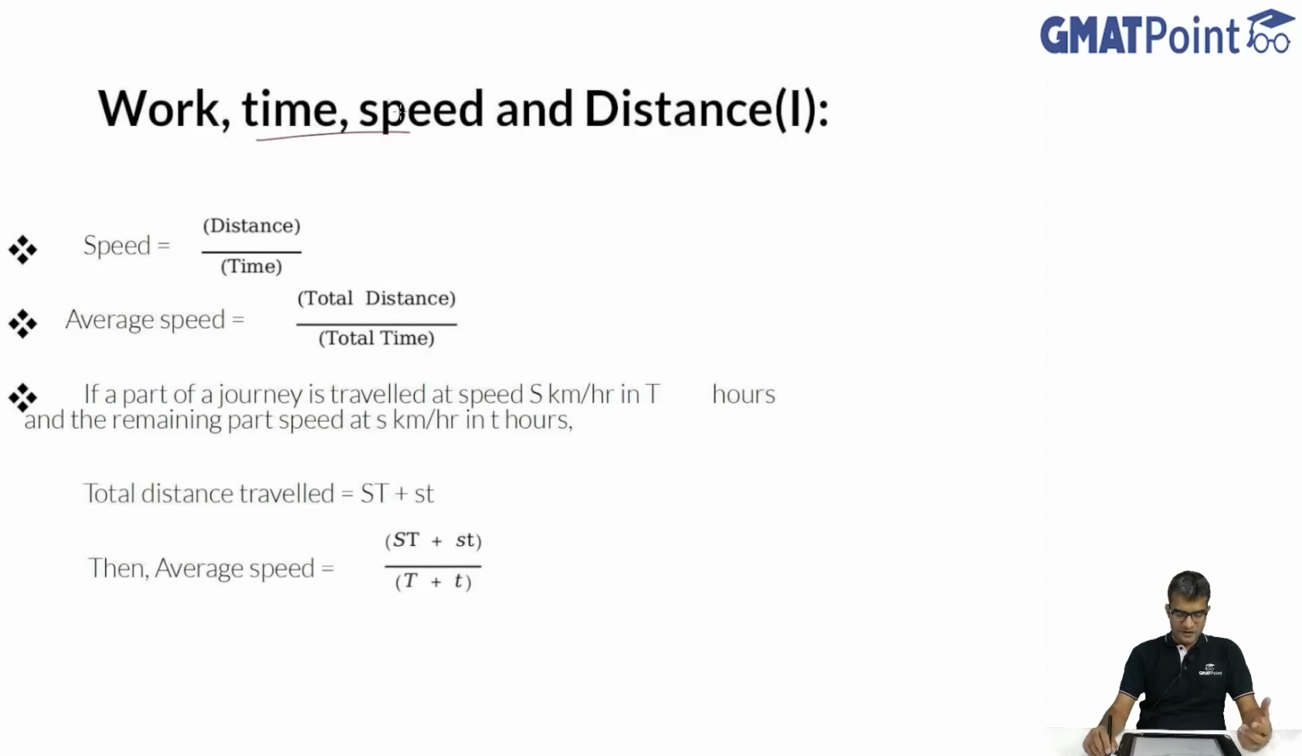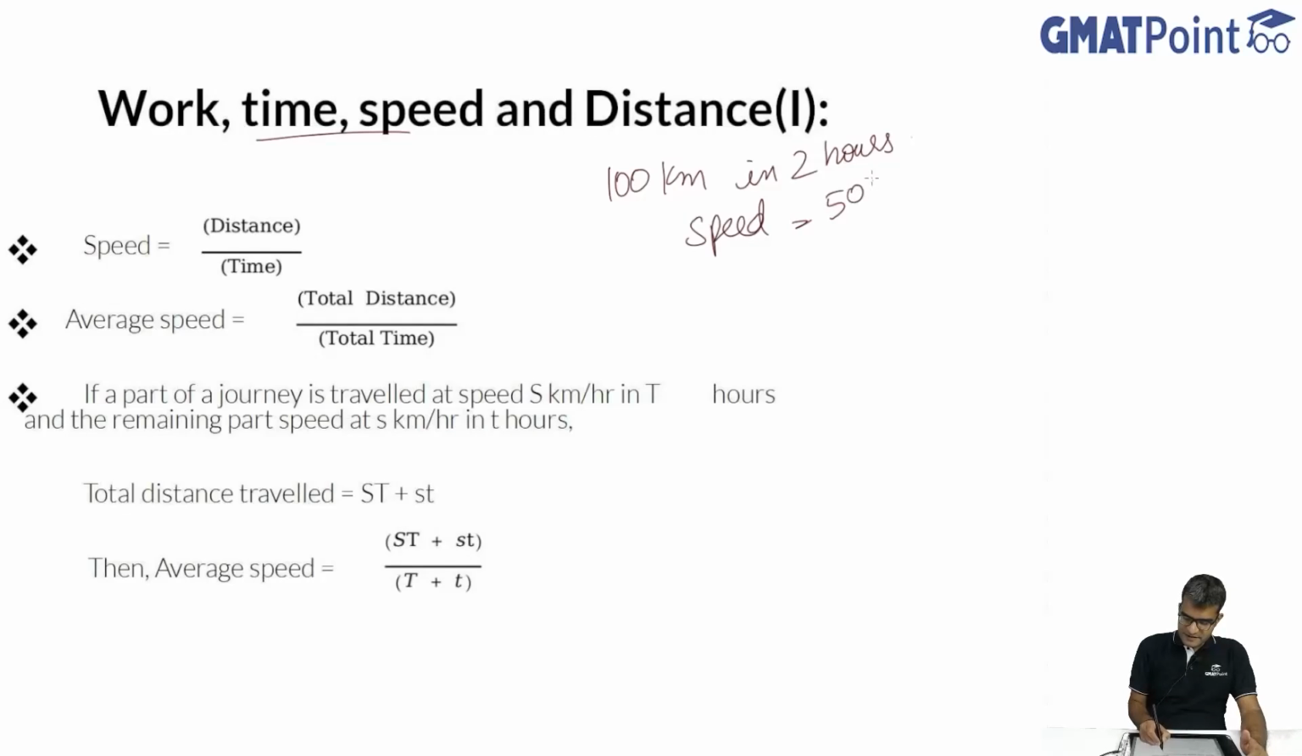Now everybody knows the formula for speed. What is the speed? Speed is the distance that you travel per unit time. That is, if somebody is traveling 100 kilometers in 2 hours, then their speed will be equal to 50 kilometers per hour. Because if he is traveling 100 kilometers in 2 hours, the distance he will travel in 1 hour will be equal to 50 kilometers. That will be the speed. So speed is distance divided by time.